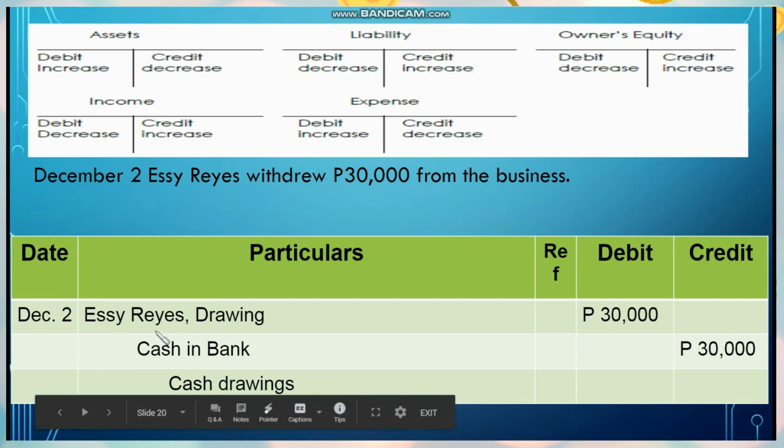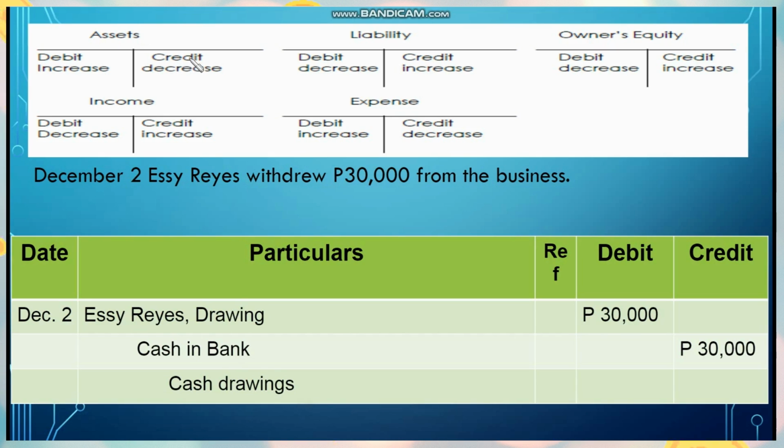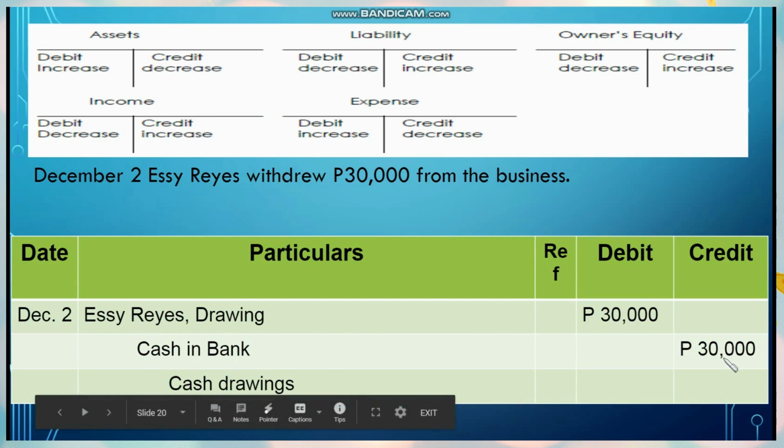And then what did the business give? The business gave out cash to S.E. Reyes because S.E. Reyes withdrew. So our cash decreased. And cash is an asset, and a decrease in asset is a credit entry. So we credit cash in bank for 30,000. And our short explanation is cash drawings. So again, the entry would be December 2nd, debit S.E. Reyes drawing for 30,000, credit cash in bank for 30,000, and the explanation is cash drawings.